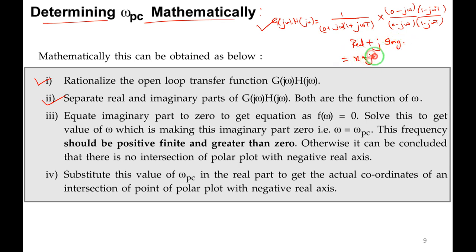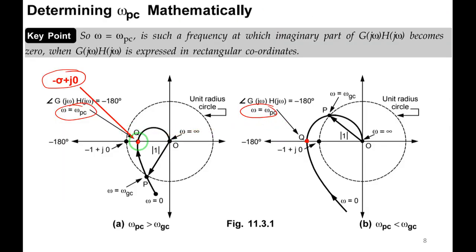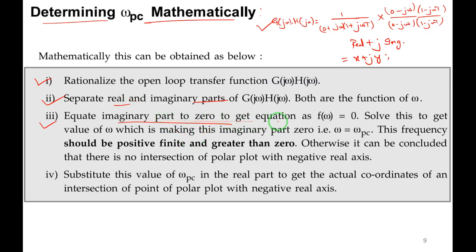X plus jy. So first rationalize it, separate into real and imaginary parts. Then next, equate the imaginary part to 0. Why equate the imaginary part to 0? Because at this point Q, you can observe the coordinates are minus sigma plus j0. What about the imaginary part? Here it is 0, right? The imaginary part is 0. So equate the imaginary part to 0, and we will calculate the corresponding frequency omega equal to omega pc.